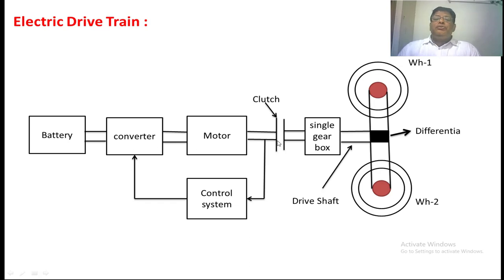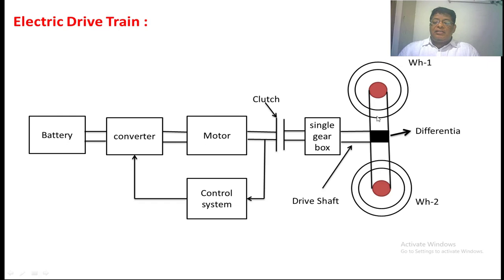The clutch is used in a vehicle to make the speed of the motor equal to that of the vehicle, along with a single gearbox. In case of electric vehicle, this is the advantage. We are using only a single gearbox because we are able to control the speed of the motor by means of a control system here. The total thing is nothing but an electric drivetrain.